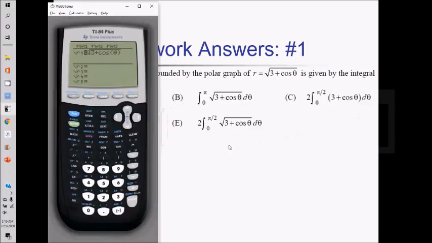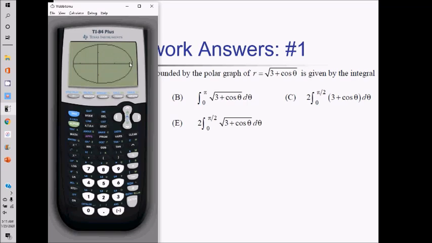So here I am on the calculator. I've got this in polar mode right here. And let's see here, I've got an interval from 0 to 2 pi in my window. Let me do zoom fit. And we see here that we're dealing with something that looks circle-ish. Let me do trace to see what my limits of integration are going to be.